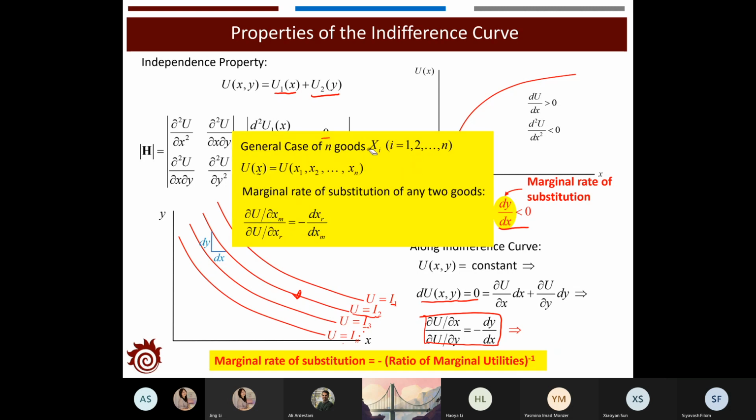And this conclusion can also be applied to more than 2 products. If you have m products, you will still have the conclusion: partial u over partial xm for the product m, divided by partial u over partial xr for the product r, equals minus dxr over dxm. So it's the inverse of the marginal rate of substitution. This is the property we derived from the indifference curve.